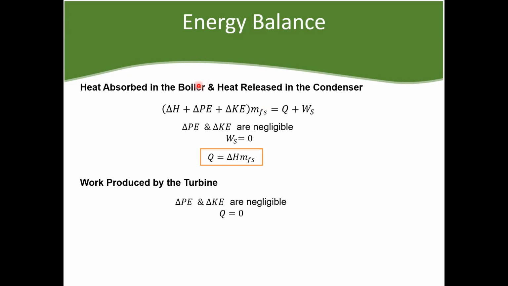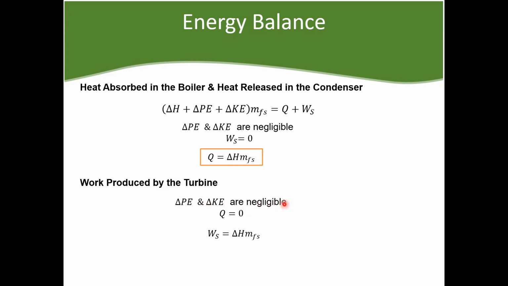In the same way, that's the same thing that is happening in the condenser. We make the same assumptions and then there's no work in the condenser as well. So the equation for both boiler and condenser is this one. So remember this. Now, for the turbine, again, we can assume these quantities to be negligible.